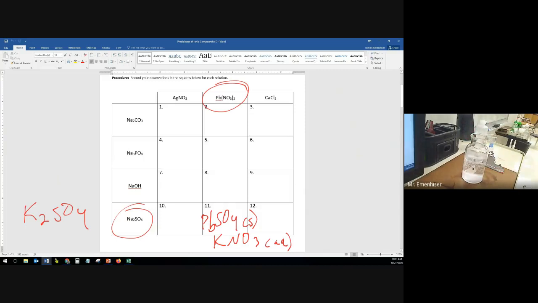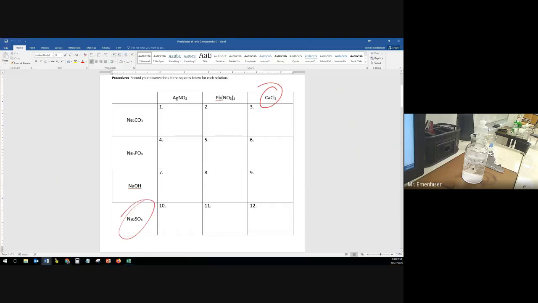But here's number 12. Number 12, our last one, will be calcium chloride and sodium sulfate. And we see a solid at the bottom. Actually quite nice solid, if you can see in there. Let's mix it up. This one's harder to mix because it's a different shaped bottle.